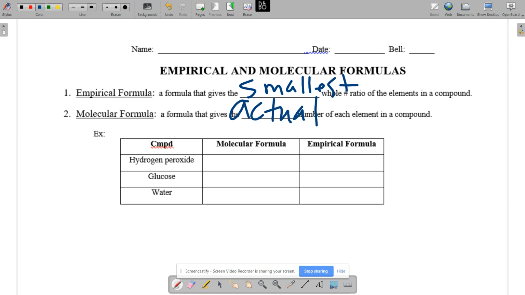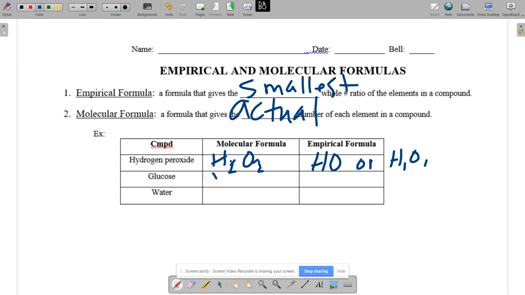Okay, so let's see if we can see what that means. So we have three examples. First compound is hydrogen peroxide. So the stuff in the dark bottle that you put on your boo-boos and it bubbles. Its formula is H2O2. So that's its actual molecular formula. That's what hydrogen peroxide is. Two H's, two O's, covalently bonded. Its empirical formula, however, would be if you could reduce those subscripts. So H2O2 can be reduced to HO. Or if you want, you can put those ones in there, H1O1. You see how it works?